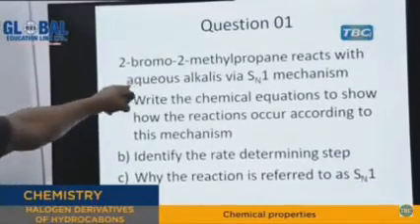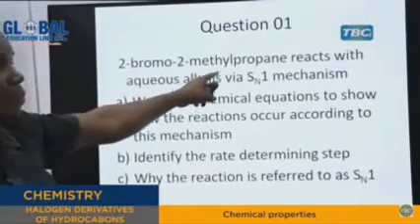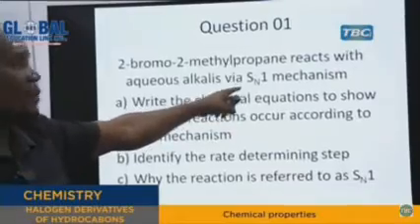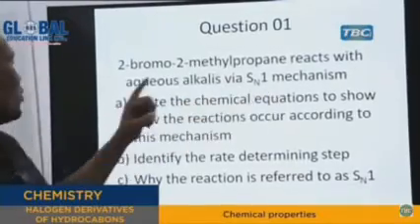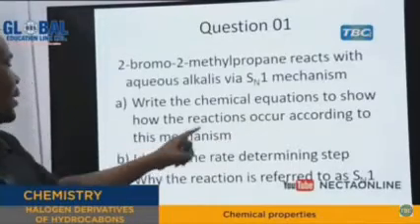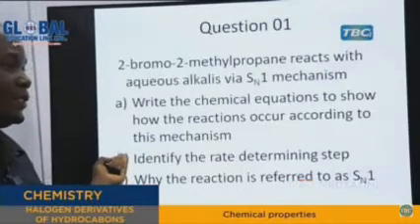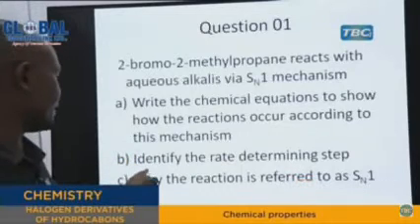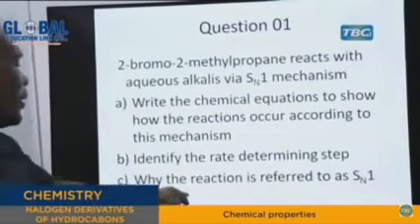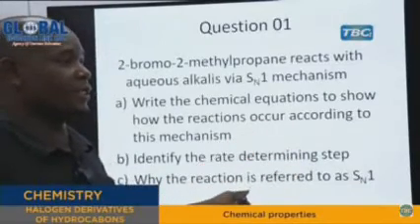Now, the first question is that 2-bromo-2-methyl propane reacts with aqueous alkalis via first order nucleophilic mechanism. You are asked to write the chemical equations to show how the reaction occurs according to this mechanism. It is so simple since you have seen how the mechanism is taking place. Second, we are asked to identify the rate determining step. And third, why the reaction is referred to as first order nucleophilic substitution reaction.